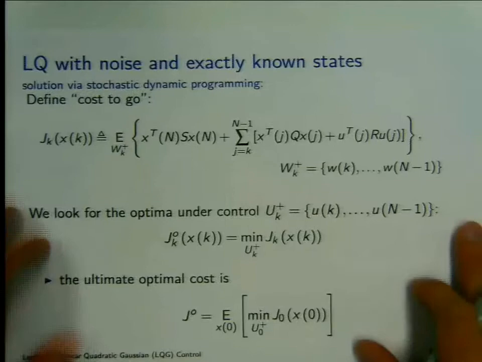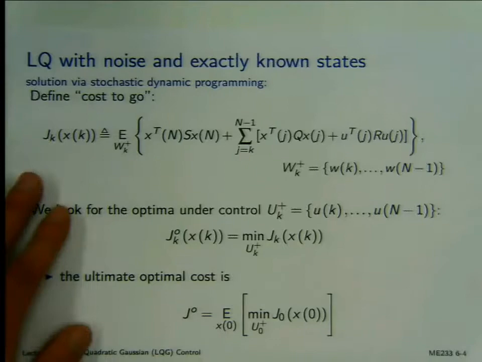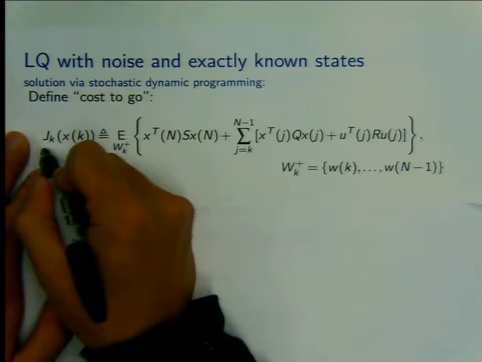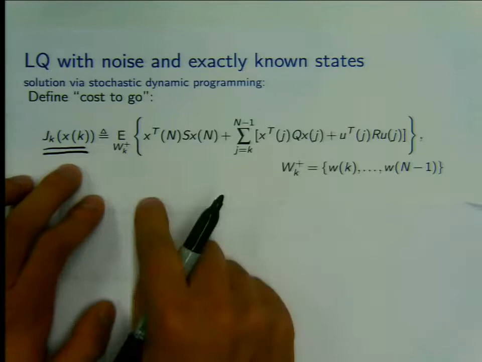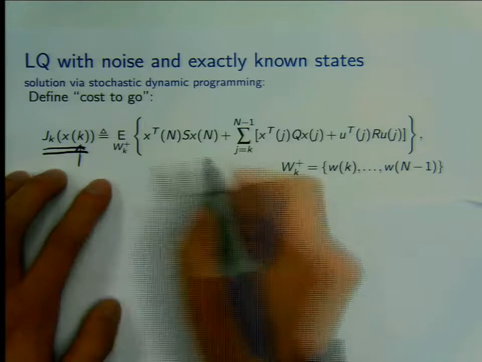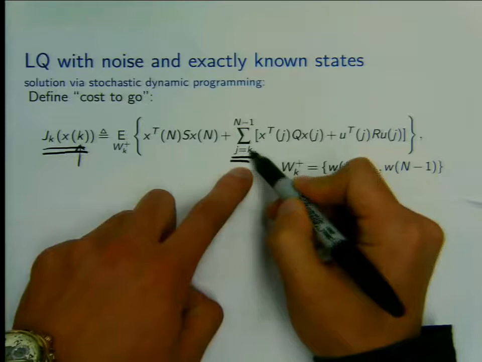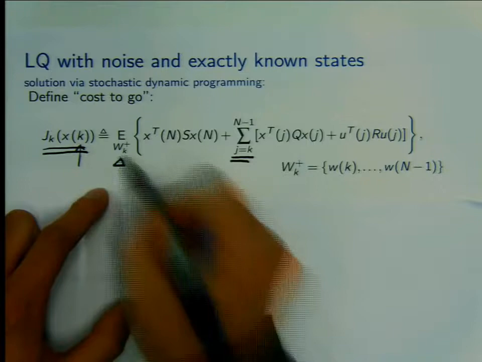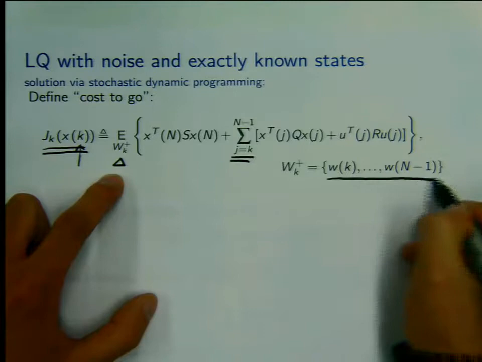All right, so we'll use dynamic programming to solve this problem. And the way we define the problem is by defining the optimal cost to go, which is very similar to deterministic dynamic programming. It's minimizing the cost at time step k, defined as the cost to go from k to N. And the expectation is taken over the noise terms starting from k to N minus 1.